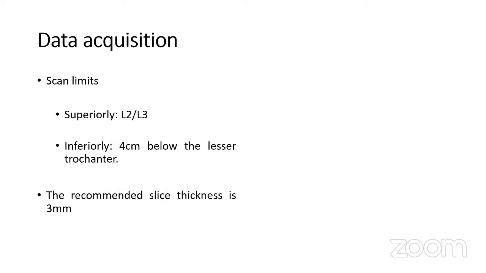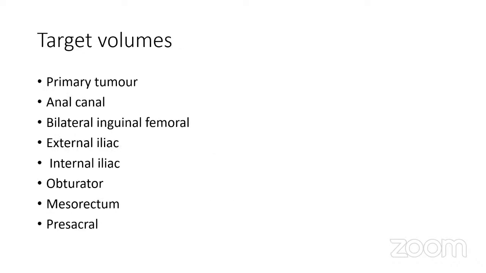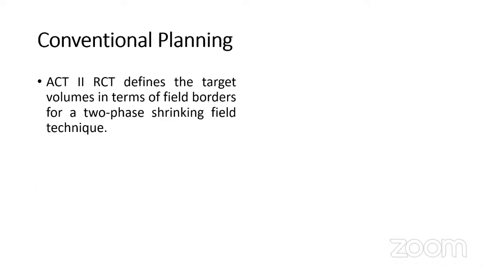Next, coming on to the data acquisition with CT, which starts from around the L2, L3 junction, and inferiorly we go up to 4 centimeters below the lesser trochanter with a slice thickness of 3 mm. Coming on to the target volumes, here it includes the primary tumor, the entire anal canal, and the lymph node regions at risk, which include the bilateral inguinofemoral nodes, external iliac, internal iliac, obturator, mesorectal, and presacral lymph nodes. I have dealt with the boundaries of these lymph node stations in rectal cancers. Whichever I have not covered, I'll cover in this.